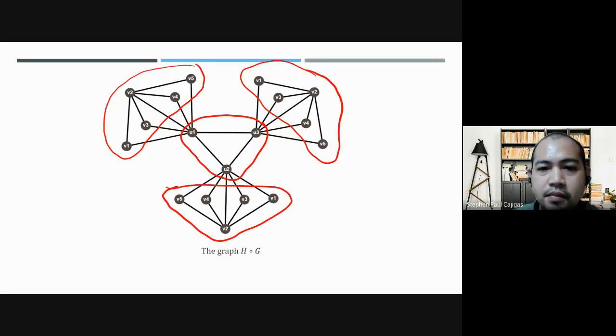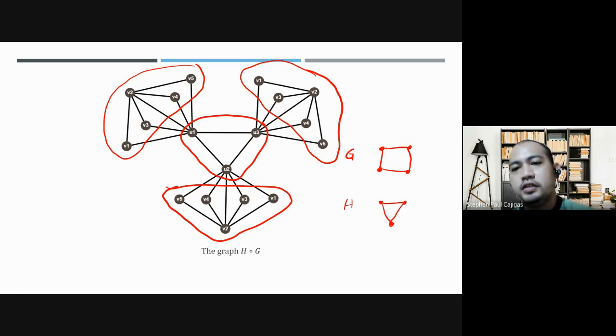Okay, I want you to try drawing this. Let's have our G be the cycle graph with 4 vertices. Then for our H, let's have the cycle graph of 3 vertices. I want you to try drawing G circle H and H circle G.